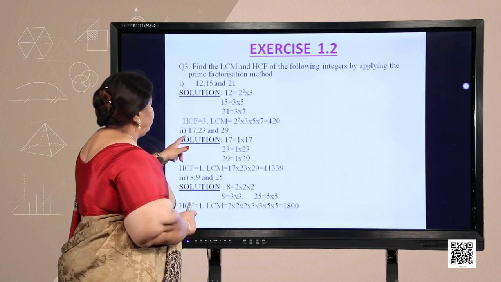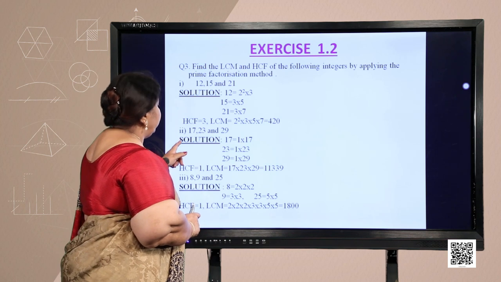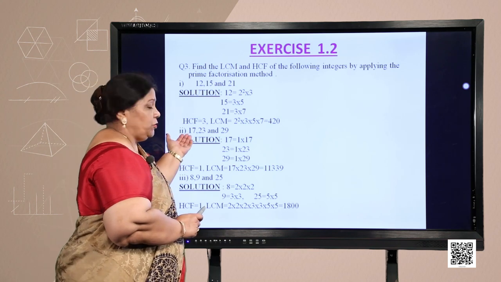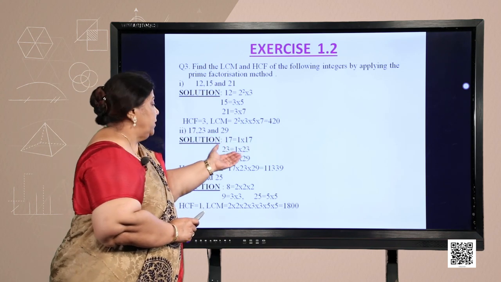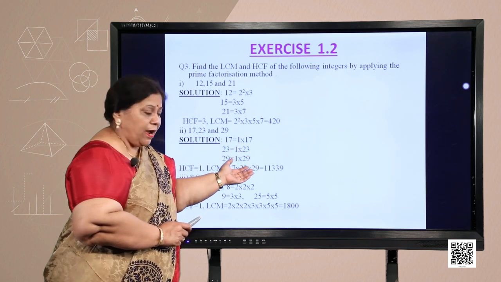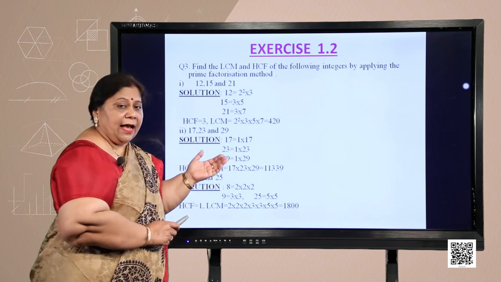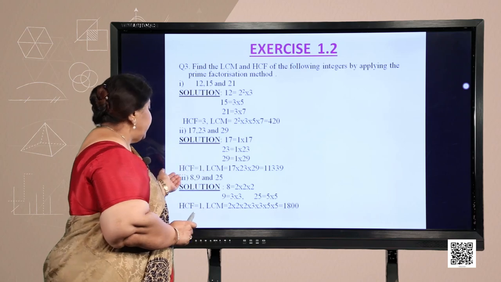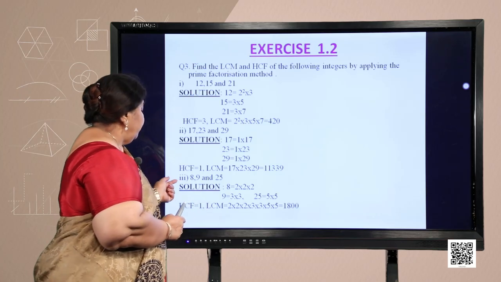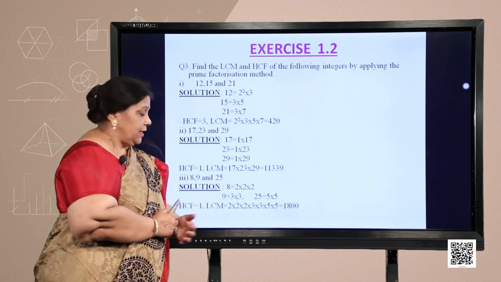In the next question, we have to again find LCM and HCF for 17, 23 and 29. Very interesting because can you see all the three numbers are prime numbers. 17 has only two factors 1 and 17, 23 again has only two factors, 1 and 23, 29 again has only two factors, 1 and 29. So, HCF obviously is 1 and LCM is 17 into 23 into 29. So, that is 11,339.